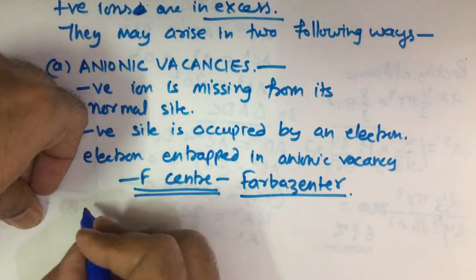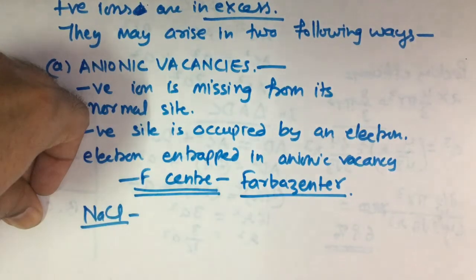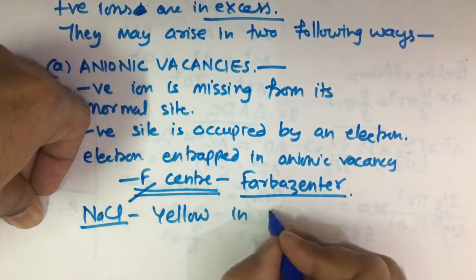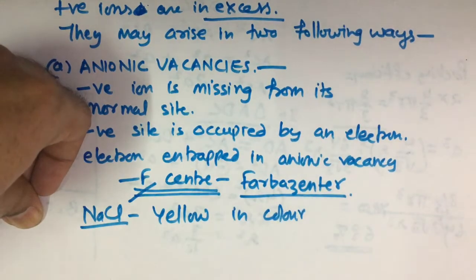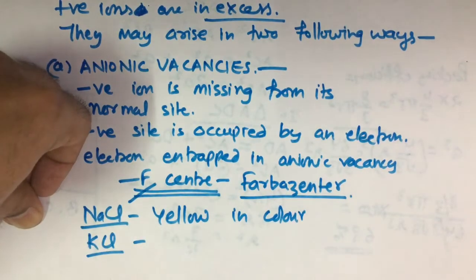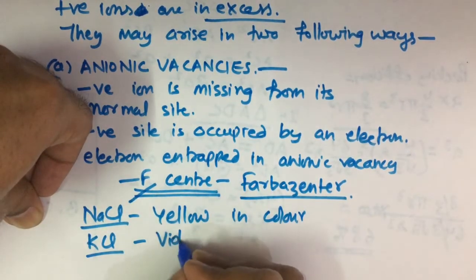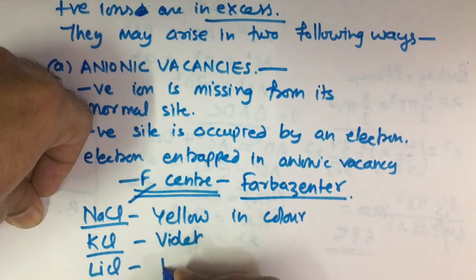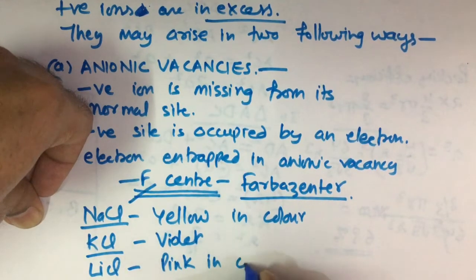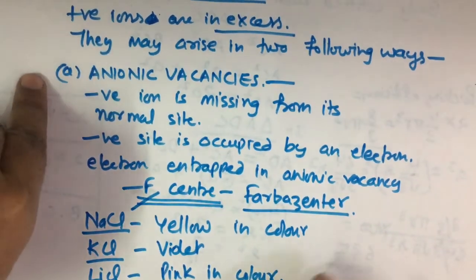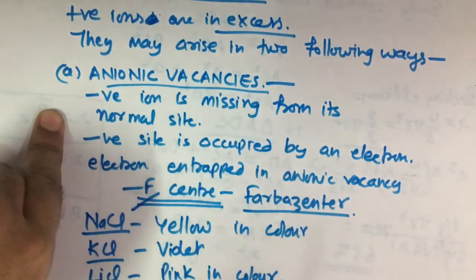For example, NaCl, pure sodium chloride, is white salt, but if it has an F center, then it becomes yellow in color. In a similar way, potassium chloride, if it contains F center, becomes violet. Lithium chloride, if it contains F center, becomes pink in color. So this is the metal excess defect created by anionic vacancy.